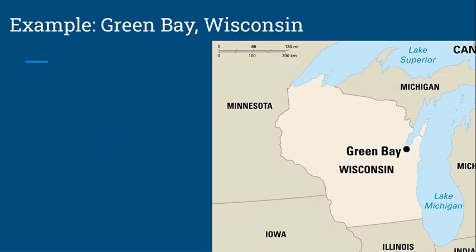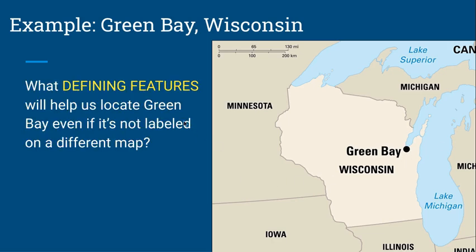So here's our example, Green Bay, Wisconsin. We can see Green Bay, the only city labeled on this map. What we're going to look for is defining features, things that will help us locate Green Bay, even if it's not labeled on a different map. So where is Green Bay and what stands out as far as what's next to it?